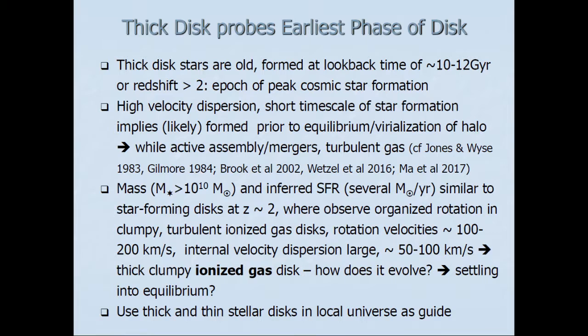There are lots of papers discussing that this is the epoch of active merging, maybe turbulent gas. Indeed, the mass of the thick disk and the inferred star formation rate from the mass and the time of duration says that it does look similar to what we actually observe in disk galaxies at redshift 2. As I mentioned, complementary approaches, do we see the same thing? What's observed is organized rotation in H-alpha. It's in the ionized gas that they can now get. This is IFU observations. You can get the kinematics of the gas. Has rotation velocities similar to what we see in the thick disk, large internal velocity dispersion.